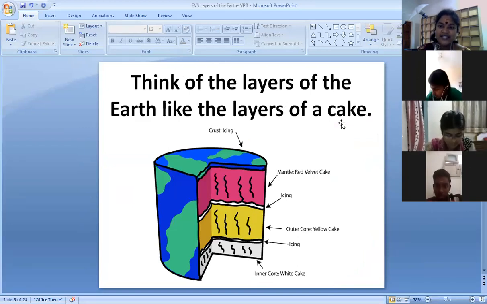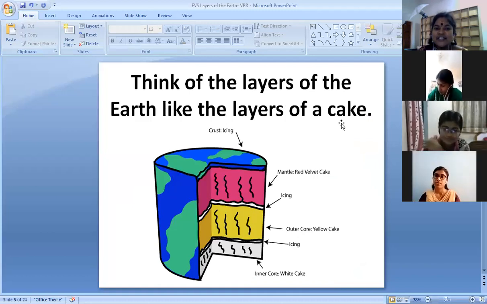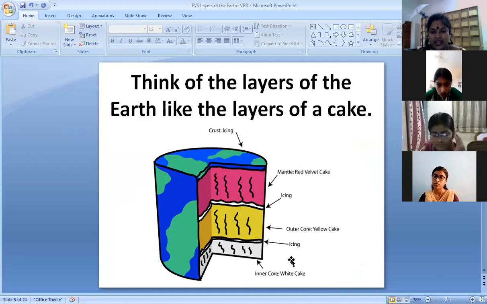I have taken all the slides from the internet only. Okay. See, think of the layers of this earth like layers of a cake. See, first crust like icing on the cake. Then mantle, like red velvet cake. Then again icing, cream, like the outer core. Then inner core, yellow, white.